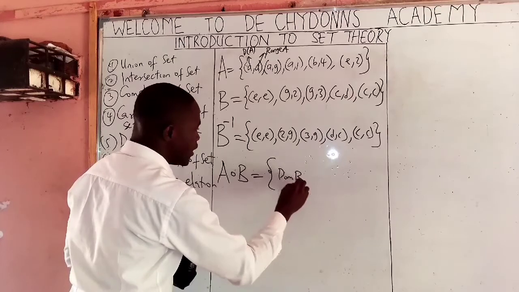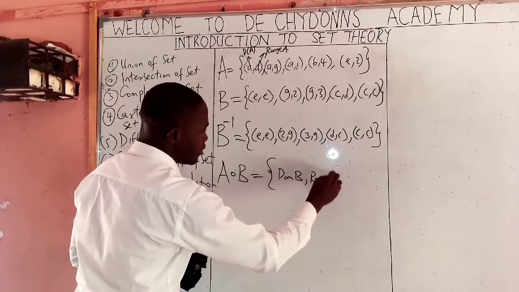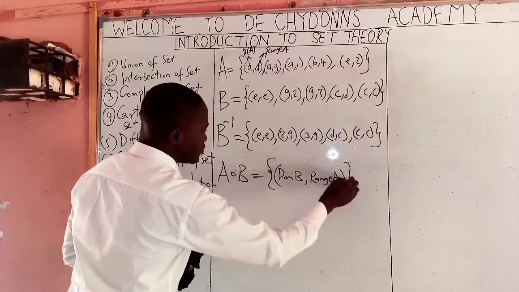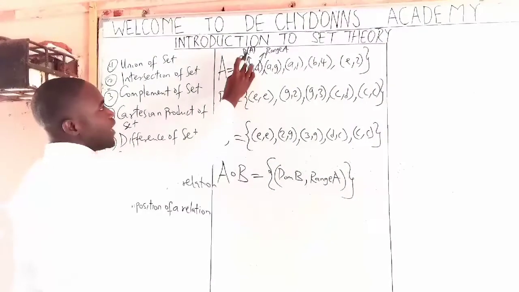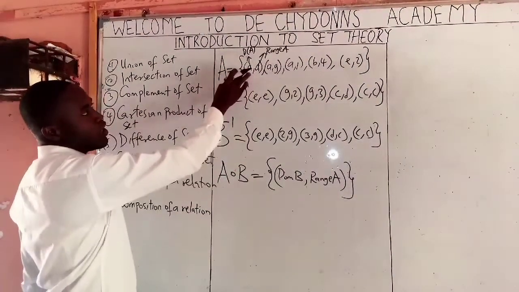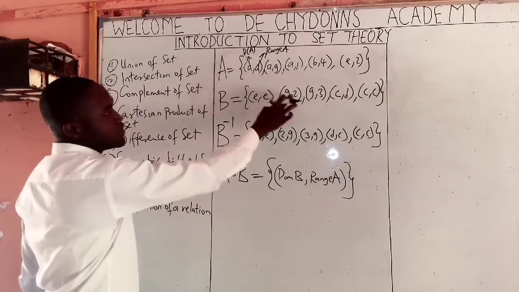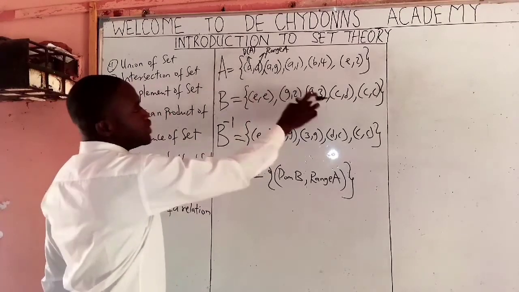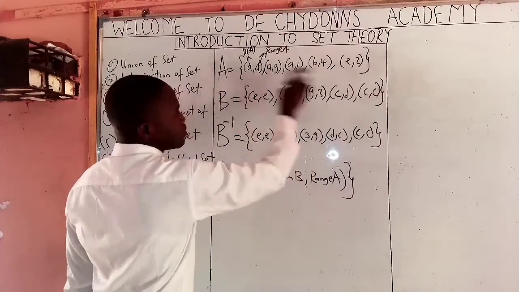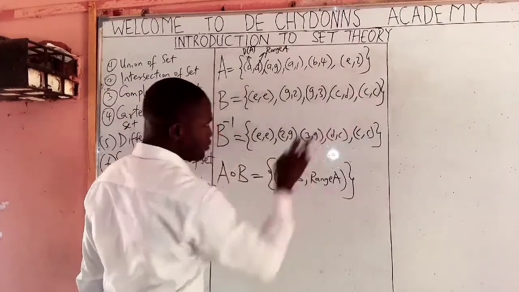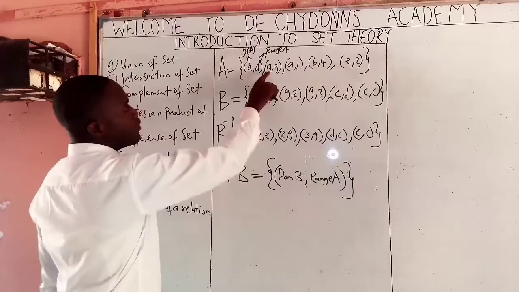Once you get where they are equal, write down domain B, comma, range A. See how you check it. The first coordinate A, is it equal to the second? No. Is it equal to the second 3? No. Is it equal to the second D? No. Is it equal to the second C? No. You go to the second first coordinates.